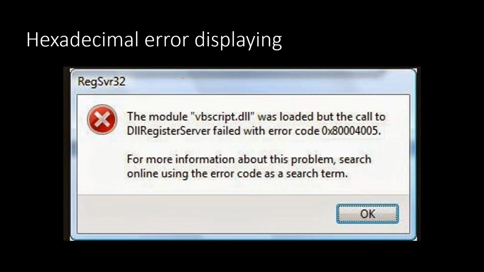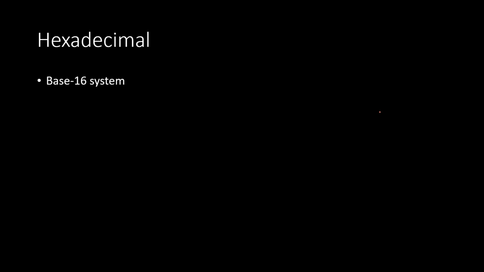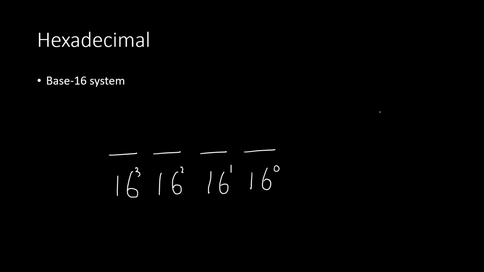So the following picture is a Windows 7 error message with an error code showing up here. It starts with 0x, which indicates it's a type of hexadecimal number. So what is hexadecimal? Well, hexadecimal is a base 16 system. So as shown here, instead of base 2 or base 10, it's base 16, while the other properties are still the same, with a 16 multiple between each successive digit.